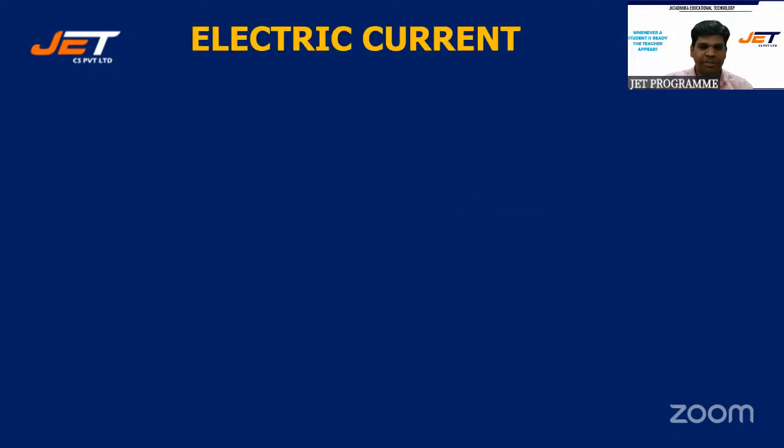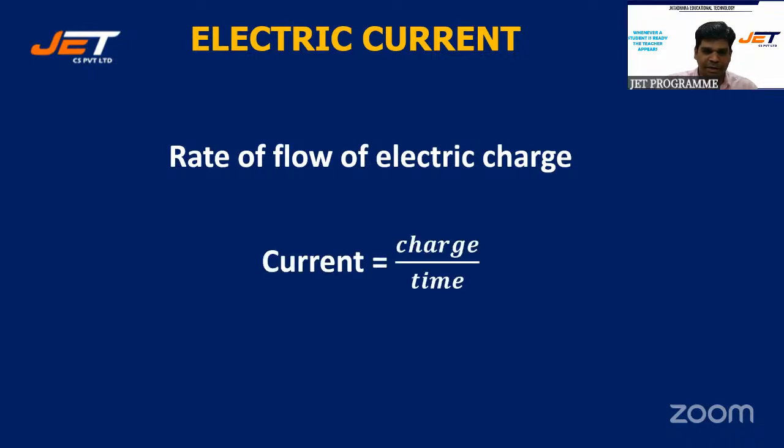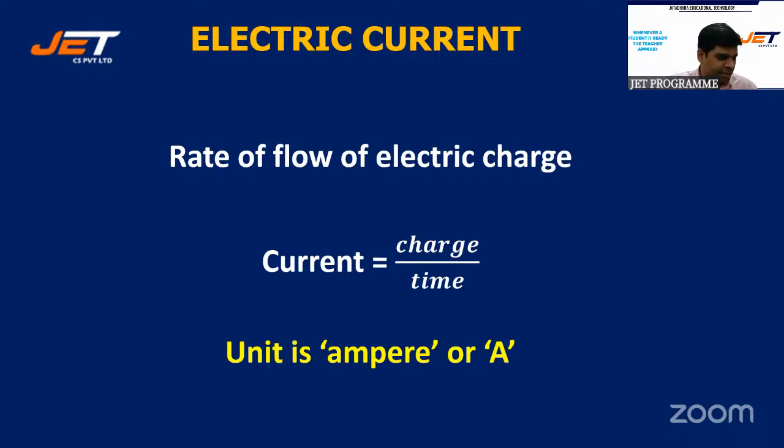All right, so here's the first thing to do. Let us understand what is rate of flow of electric charge. It is nothing but current. So charge flown in a particular time interval is current. Unit is ampere, or also represented as A.